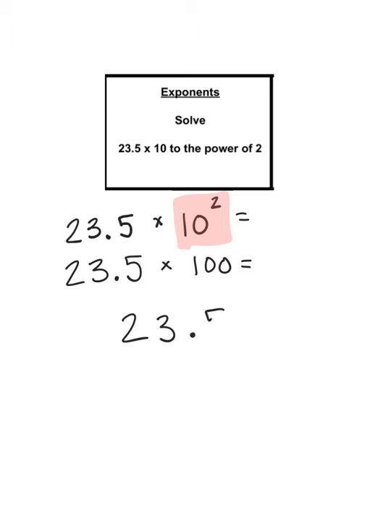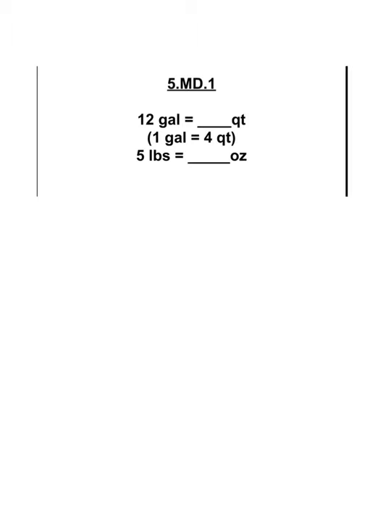23 and 5/10 times 100 means that we're going to be moving our decimal point over 2 spots, 1, 2. Remember the really embarrassing way I taught you to remember that? They're little baby butt cheeks, aren't they adorable? So that gives us a product of 2,350 for this problem.